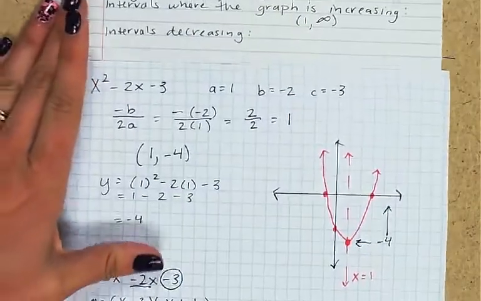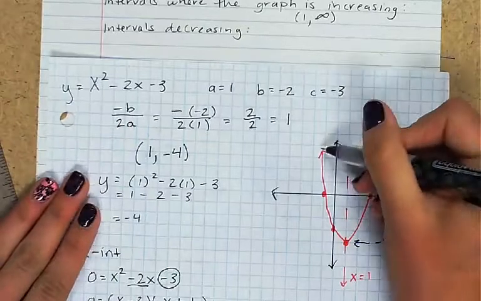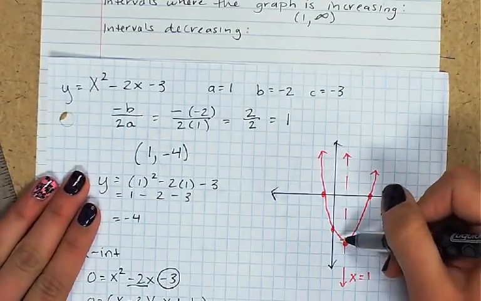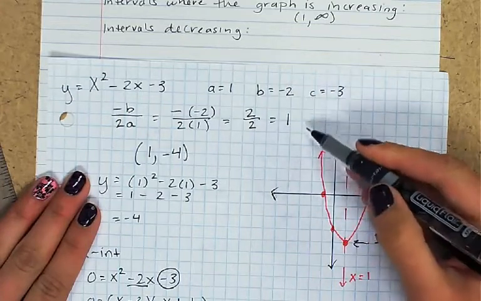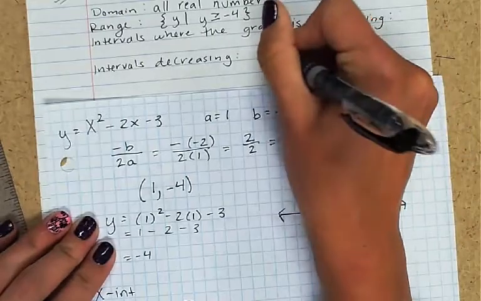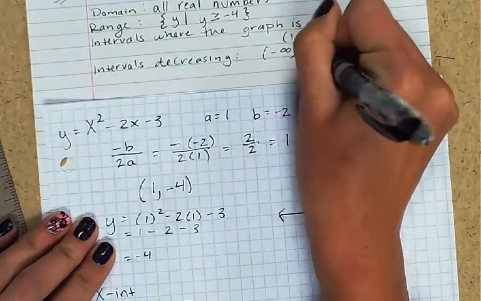So the intervals where our graph is decreasing. So it goes down, down, down, and then again it stops at 1. So this whole section is going down from negative infinity up to 1. And that's it.